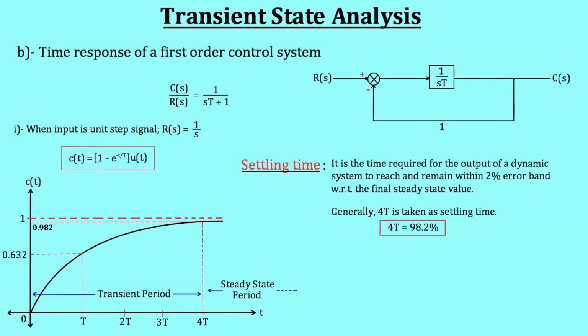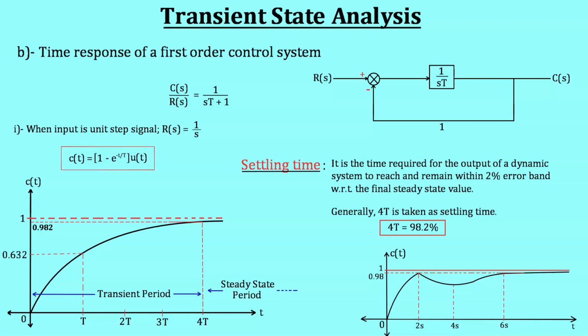Also, in the response, you can see that the response is continuously increasing. That's why it is quite easy to find the exact settling time. But sometimes it may not be the case. For example, consider this output. Now tell yourself, what should be the settling time of this response? The answer is 6 seconds.